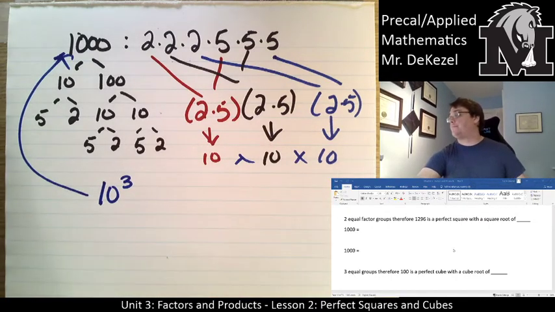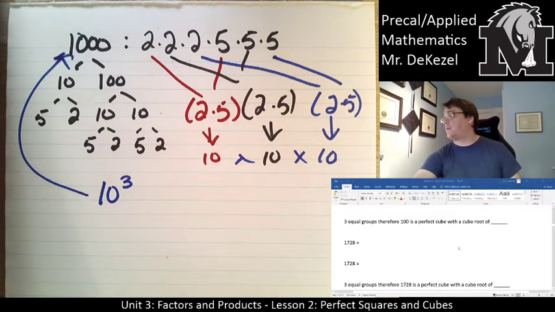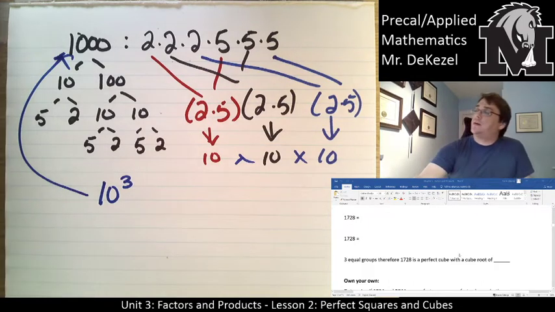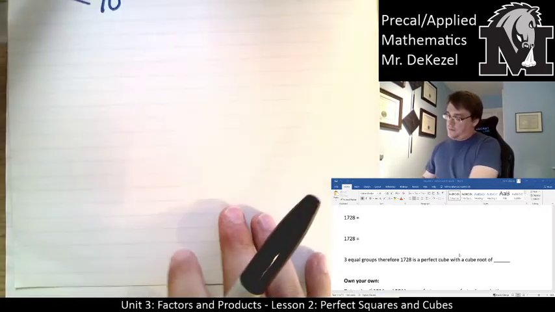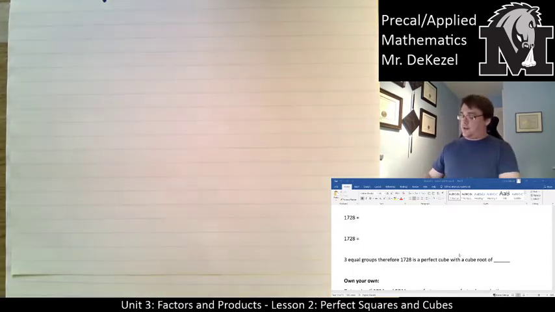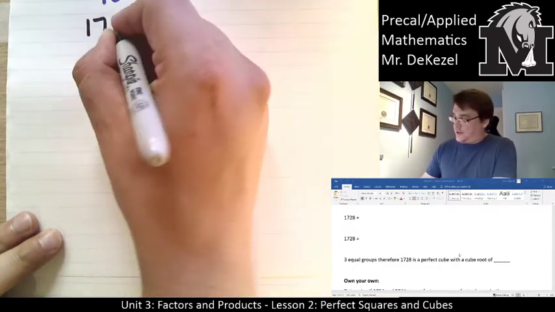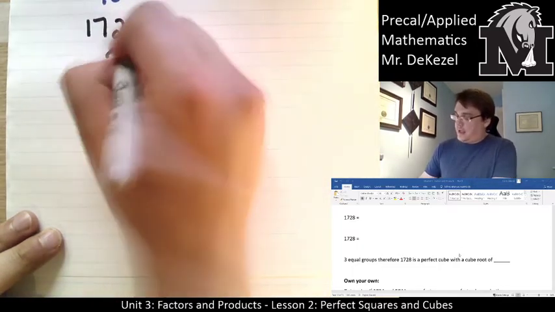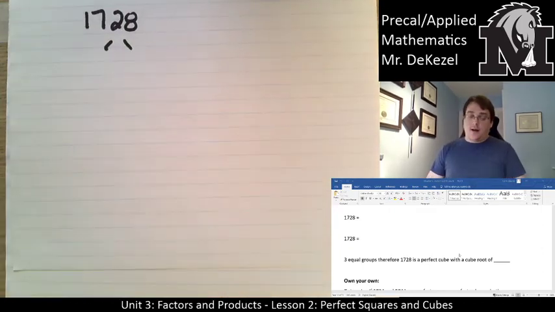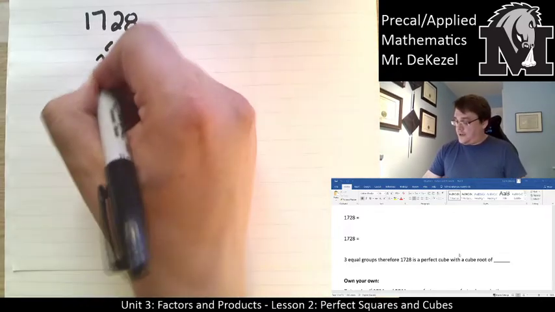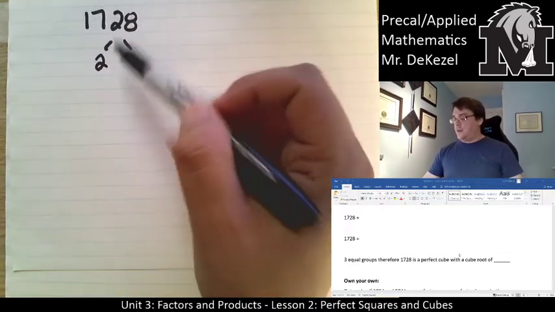Let's try another one. 1728 is our next one. Okay, that strikes me as a little bit difficult to factor, to make our prime factor tree. Let's just start by, it's an even number, so let's divide it by 2. If I take that and I divide it by 2, let's see what I would get.